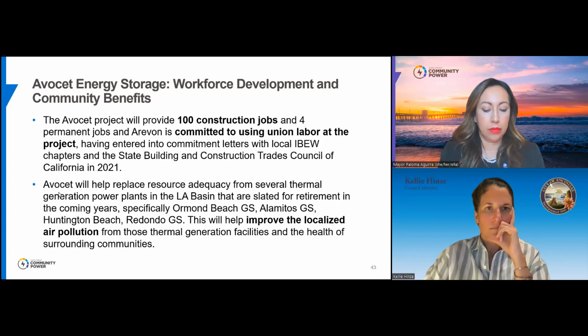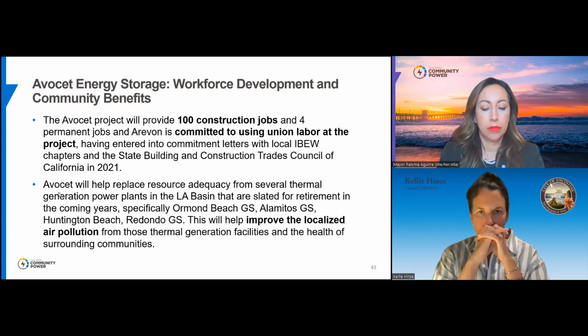Some of the workforce development and community benefit highlights. The project will have about 100 construction jobs during the construction of the project. About 4 of those will be permanent jobs once the project is online. They're committed to using union labor and having a full PLA for the project, and they've already had commitment letters with both the local IBEW and the state construction trade councils.